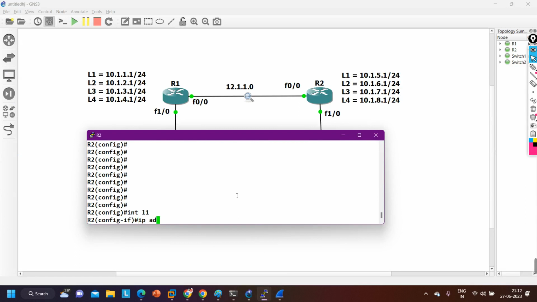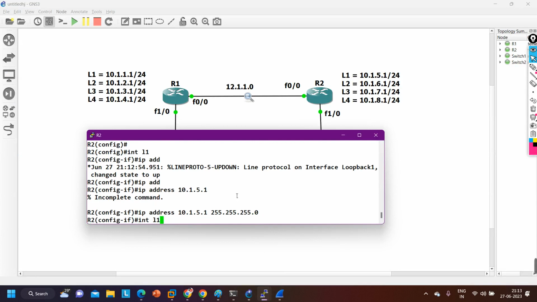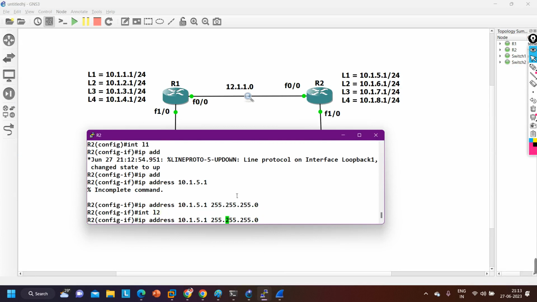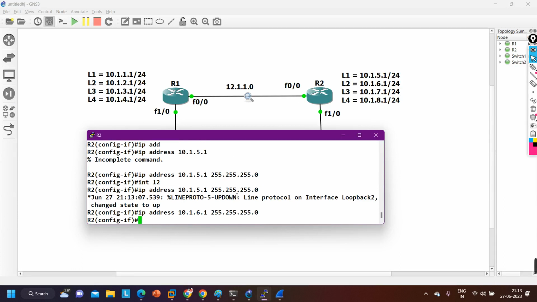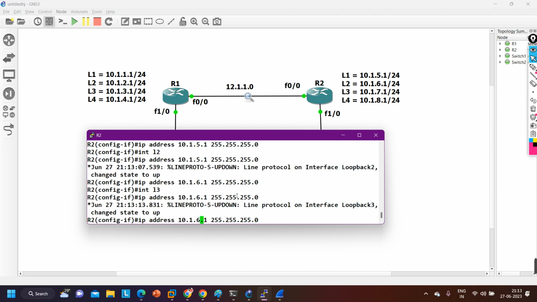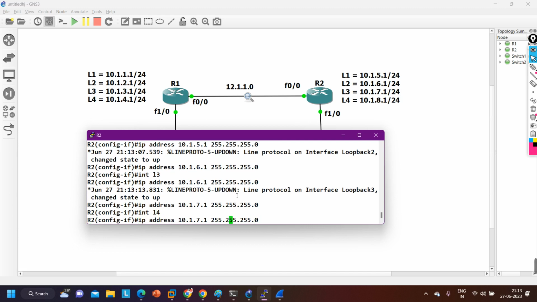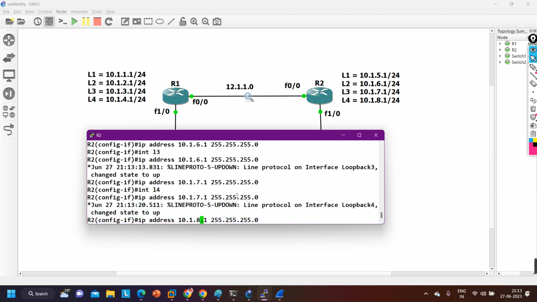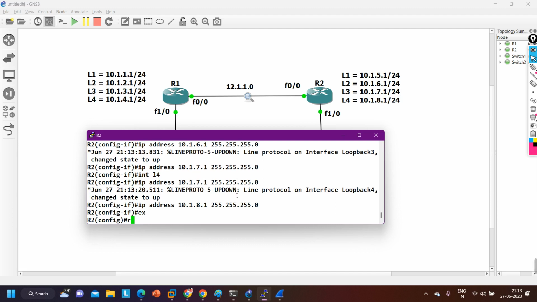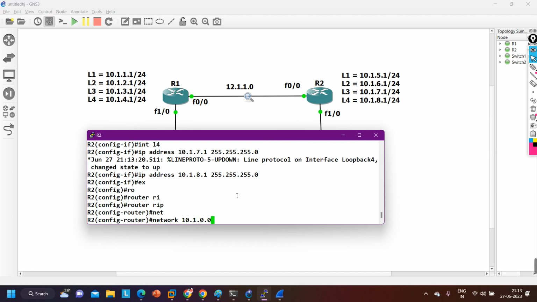Interface loopback 1, IP address is 10.1.5.1, 255.255.255.0. Interface loopback 2, IP address is 6 over here, loopback 3, 7 over here, loopback 4, 8 over here. Router RIP, network 10.1.0.0.